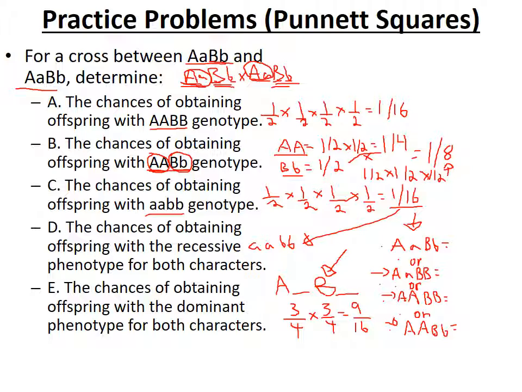We already figured that out actually in a previous question. Did we do that? No, we didn't. So we'll just do it. I'll do the problem up here. To get big A, big B, little b, you know that to get big A, little a from a big A, little a cross, it's half a chance. For the big B, little b, that's also half a chance. So that's going to be 1/4 chance over here.